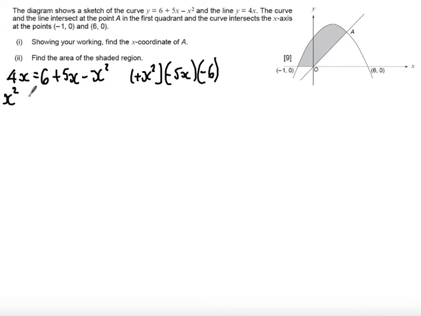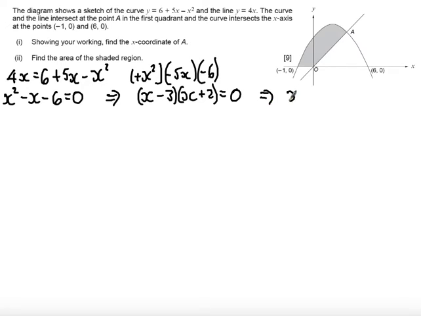x squared minus x minus 6 is equal to 0. This we can factorise. Factors of minus 6 that have a difference of -1 are x minus 3 and x plus 2 equal to 0. So this leads to the fact that x is equal to 3, or x is equal to -2.